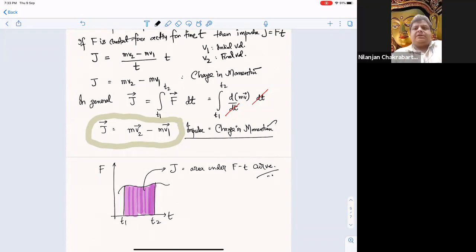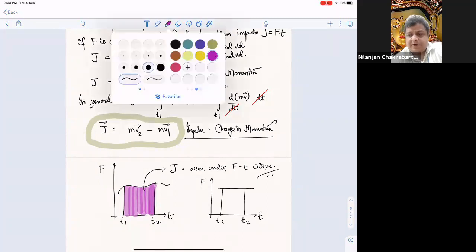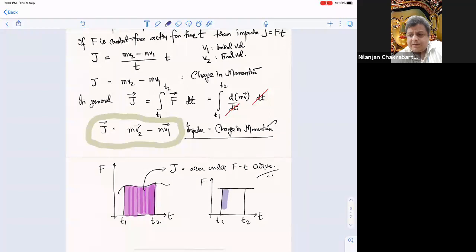See, if the force is constant with time, then this area is just a rectangle. So it's simply a rectangle area. That's what we have got now: F times T, that is F into (T2 minus T1). So that's also this area. Impulse is F times (T2 minus T1).